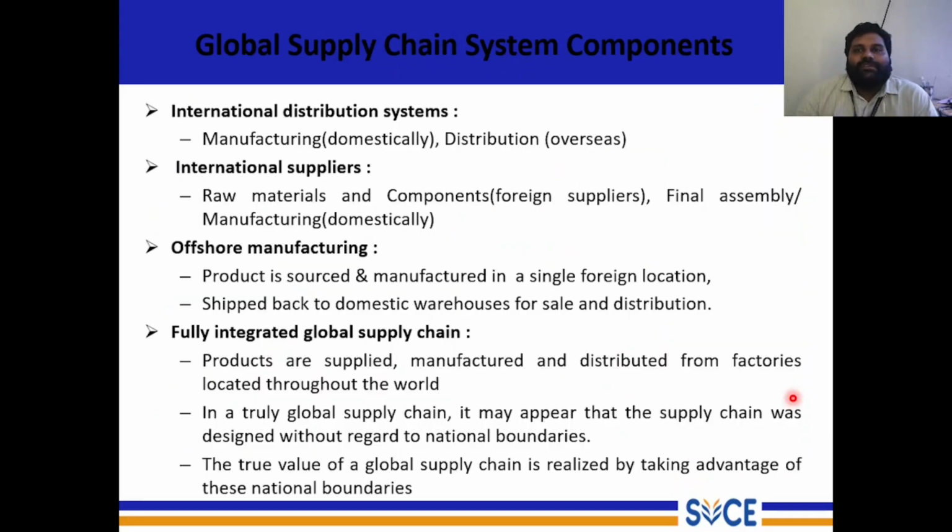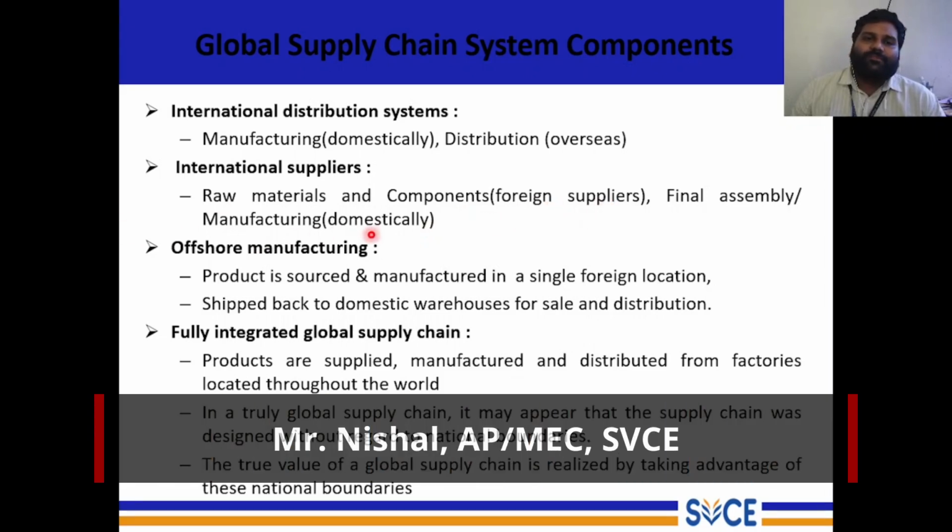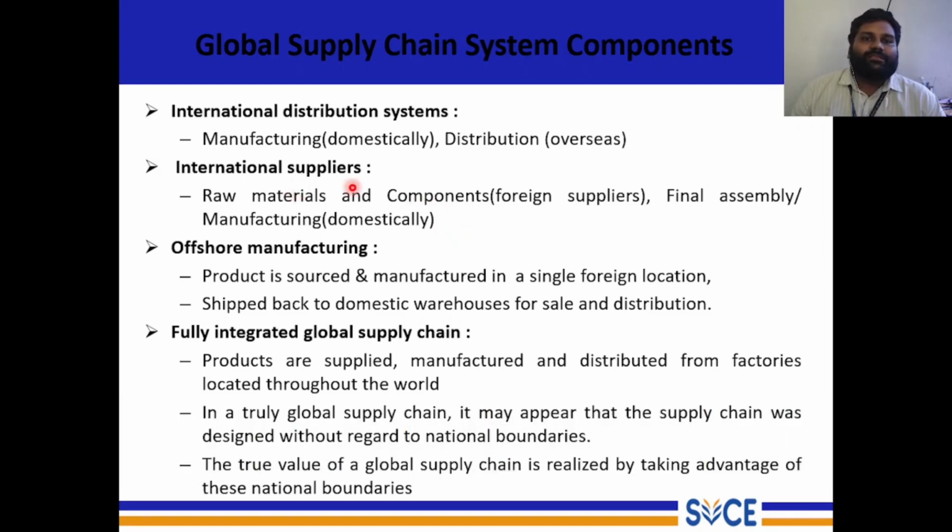A global supply chain system: an international distribution system is manufacturing domestically and distributing overseas. Most of our automobile makers in India partially do this. They manufacture domestically and also supply to the US. International supply means raw materials and components come from foreign suppliers, with final assembly and manufacturing done domestically. That is, we procure all materials from abroad, and only assembly and manufacturing is done inside the country. That is called international supply.